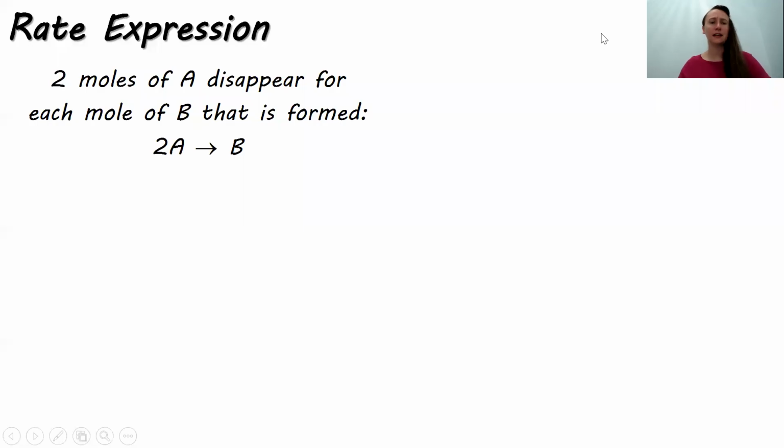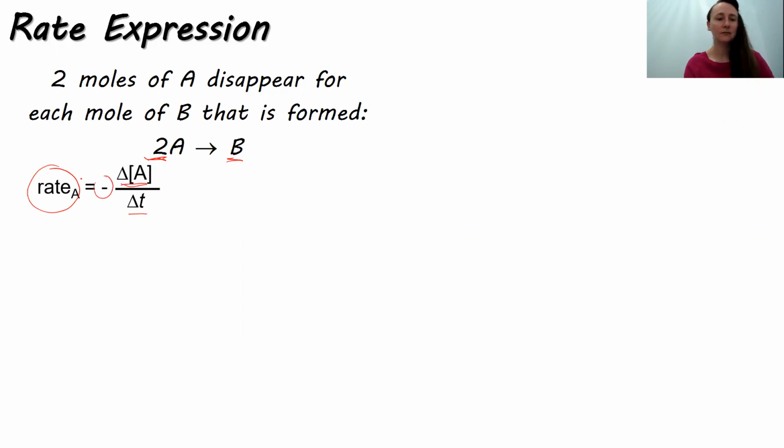Now we're going to discuss a rate expression, and we're going to consider it for a reaction where you have 2 moles of reactant A that disappear for each 1 mole of reactant B that is formed. So previously we saw the delta, or the change in concentration over the change in time. So our rate with respect to A is the change in A over the change in time, and it's negative because it's a reactant and it will be decreasing.